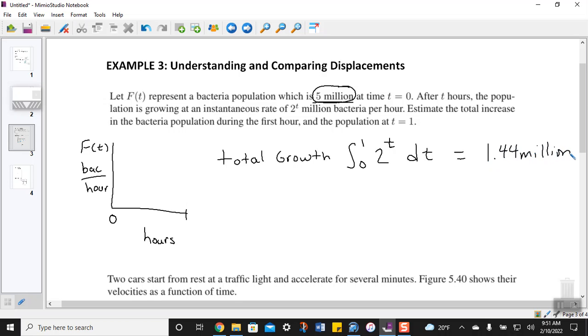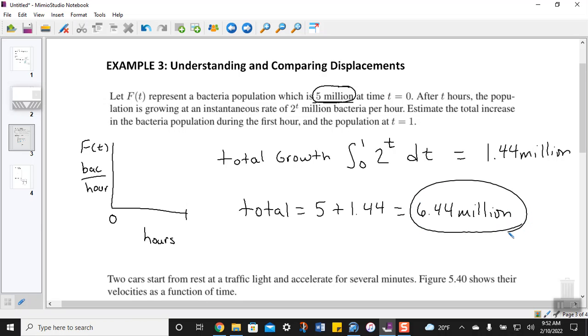So the problem initially started with 5 million. The population starts growing then at 1.44 million more than what we've got. So the total would be the 5 million plus 1.44 million, which is about 6.44 million. You don't want to divide here, because it's asking for a total. It says nothing about average up there.